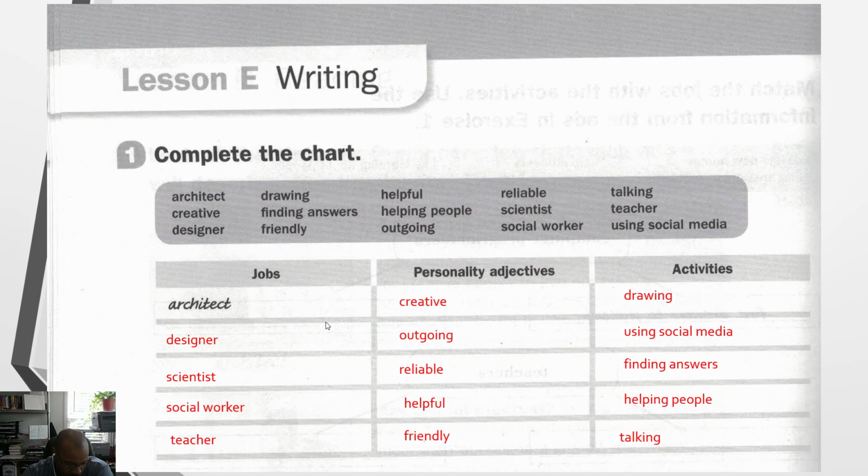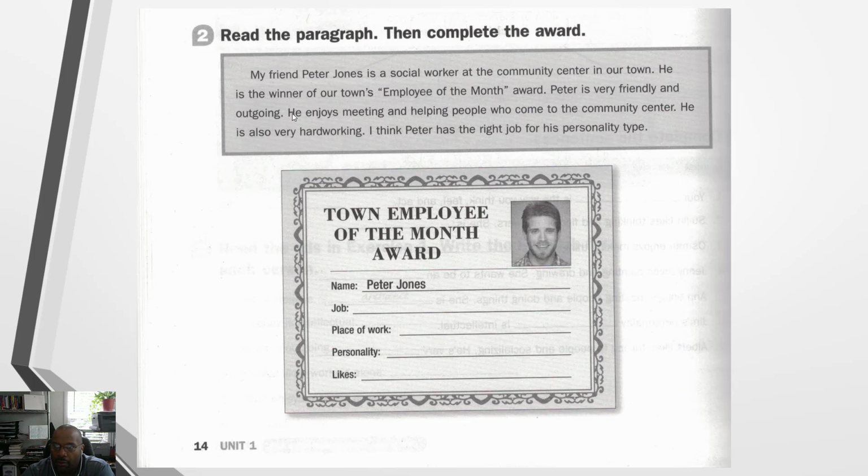So let's move on to section number 2. Section number 2, read the paragraph, then complete the award. Okay, so we're going to read this paragraph, and then we're going to fill out this award for Peter Jones. All right, apparently he did a good job, so he got an award. All right, so let's read.